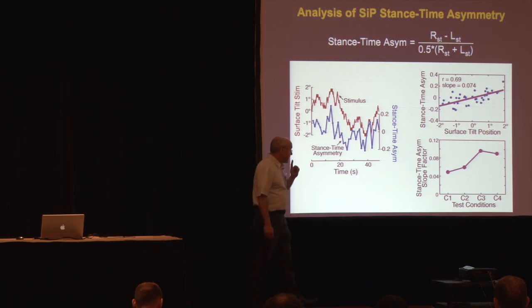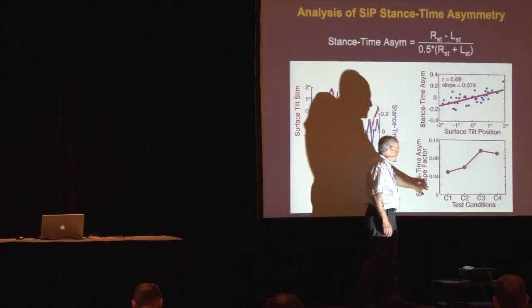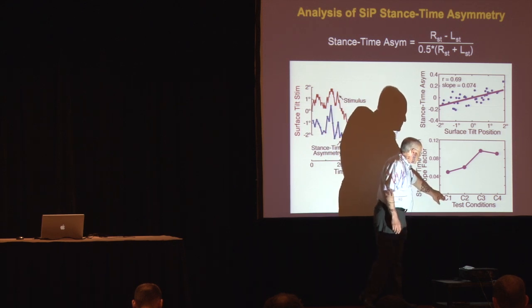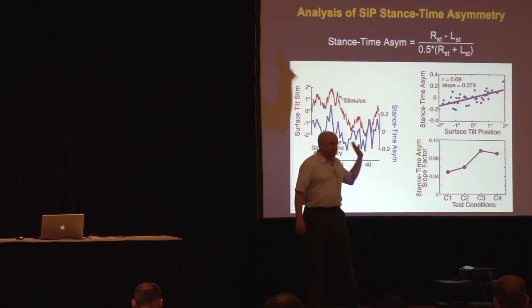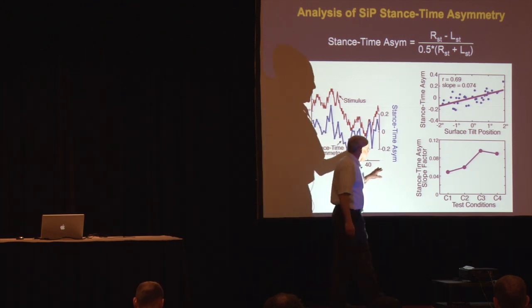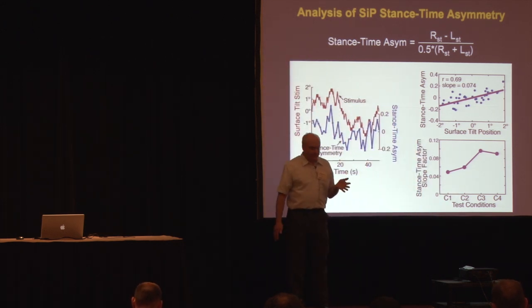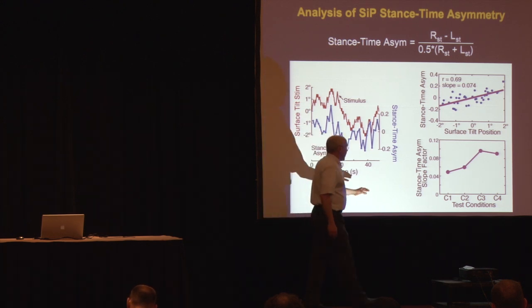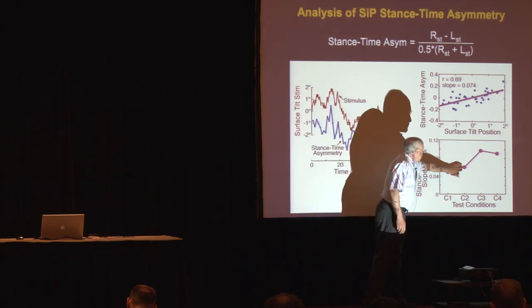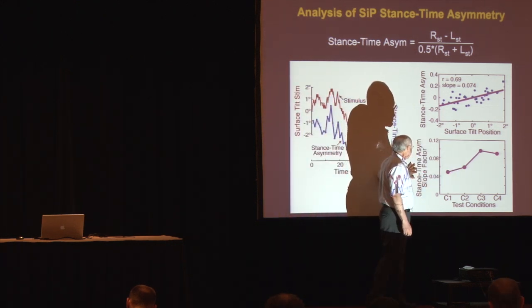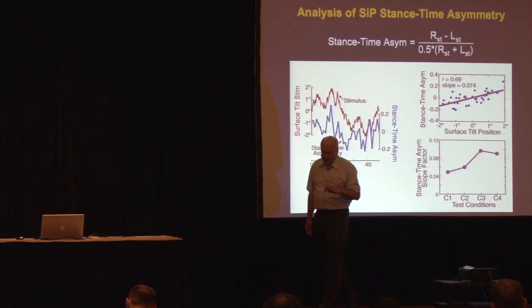And then the final thing is we did a few manipulations. So this condition C1 is just stepping in place. These are all eyes closed data, by the way. So that's just eyes closed stepping in place. And then condition C2, we made a little guide between the feet, and we said when you step down, you have to be against the guide. So that took away the ability to modulate your step width. And there was only a slight change in the stance time asymmetry measures.